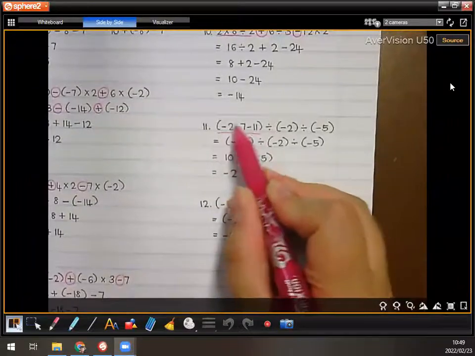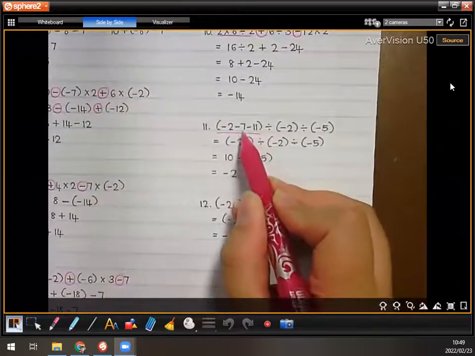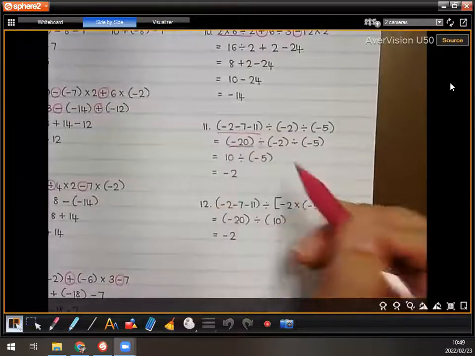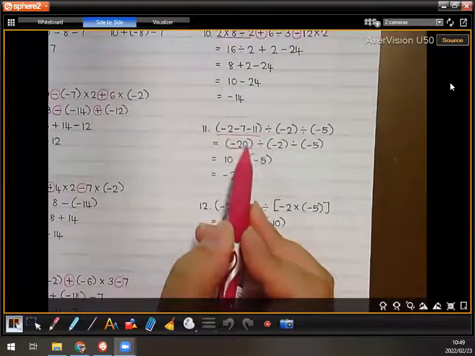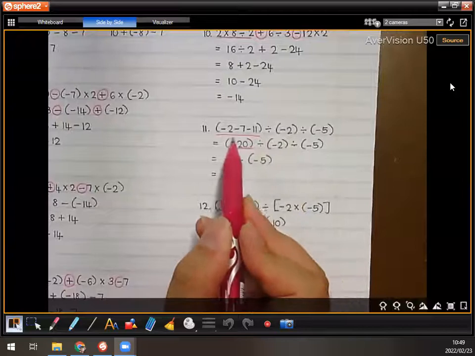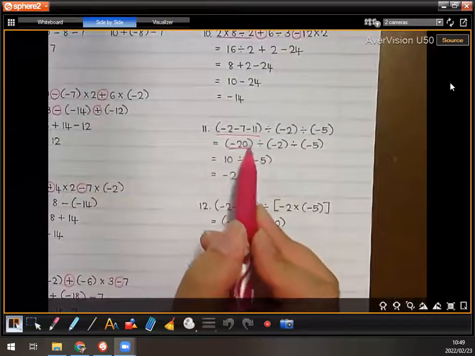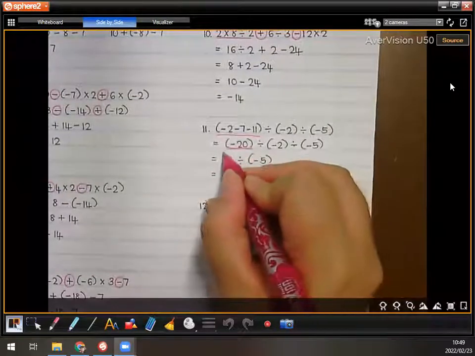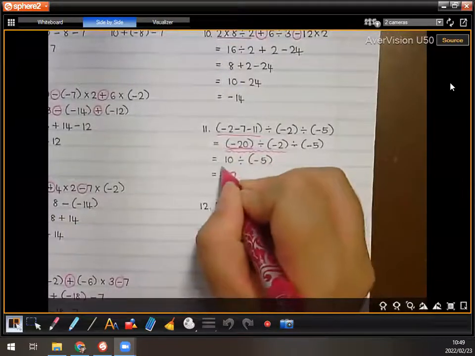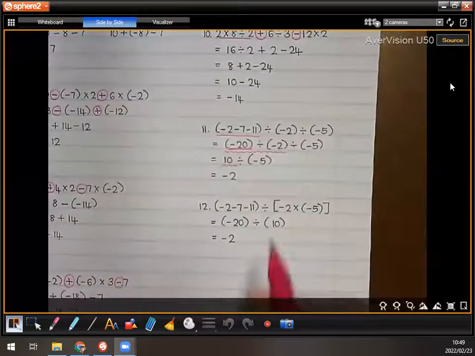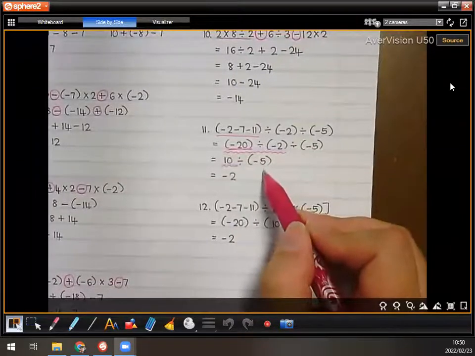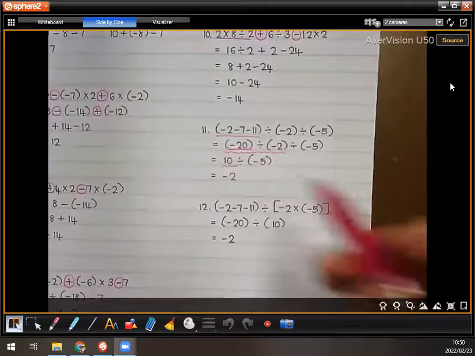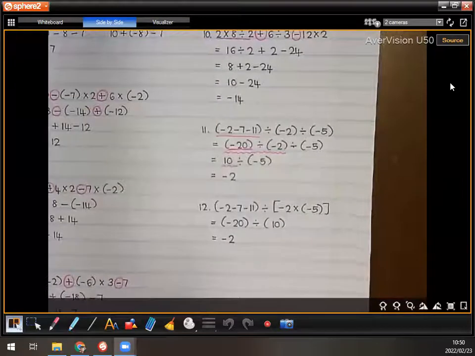Okay, so negative 2 minus 7 is negative 9, and then minus 11 is negative 20. Okay, so that is what I did first. Then I said negative 20 divided by negative 2. What's a negative divided by negative? Positive. 20 divided by 2 is 10. Right? So this 10 is from this first division. Okay. Then that 10, I still have to divide by negative 5 again. All right, what is a positive divided by negative? Negative, and 10 divided by 5 is 2. Okay.